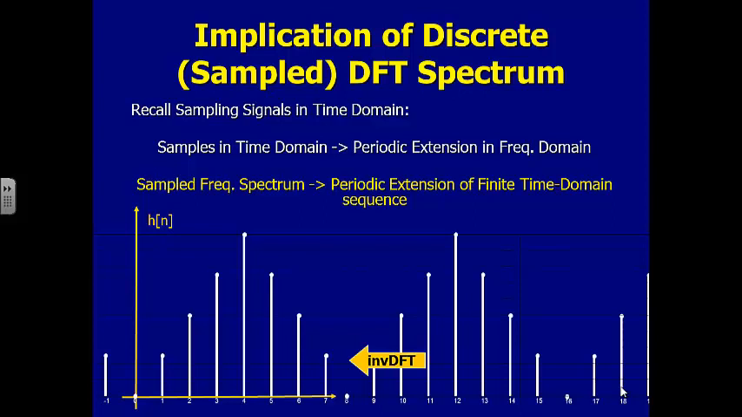Now, I can ignore that in some cases, but in other cases, in some of the applications and properties I want to use the transform for, I can't ignore this. I have to live with this. I have to work around this. That's what makes DFT signal processing a little more challenging. Anybody see where that comes from?